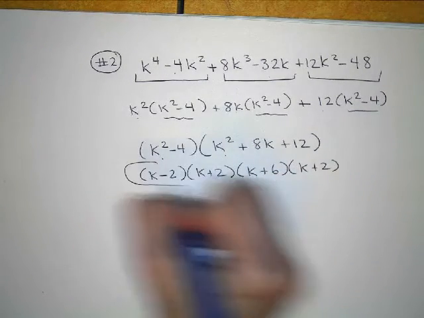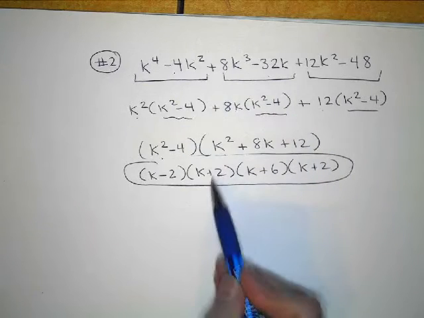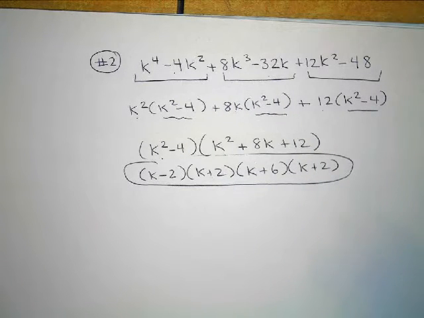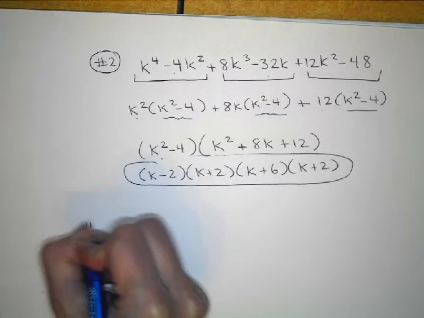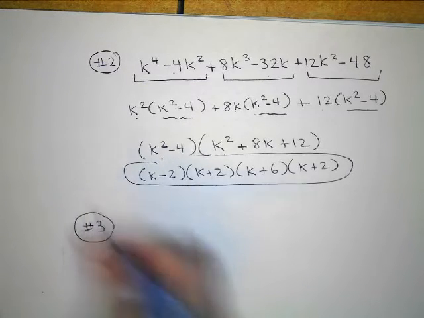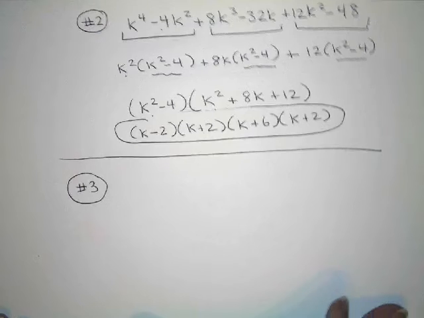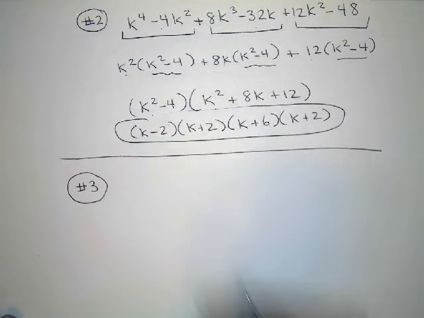Some people chose to summarize this as k plus 2 quantity squared. Of course, that's correct as well. So that's question number 2. Question number 3 is also a factoring question. Question number 3 is sum and difference of cubes.